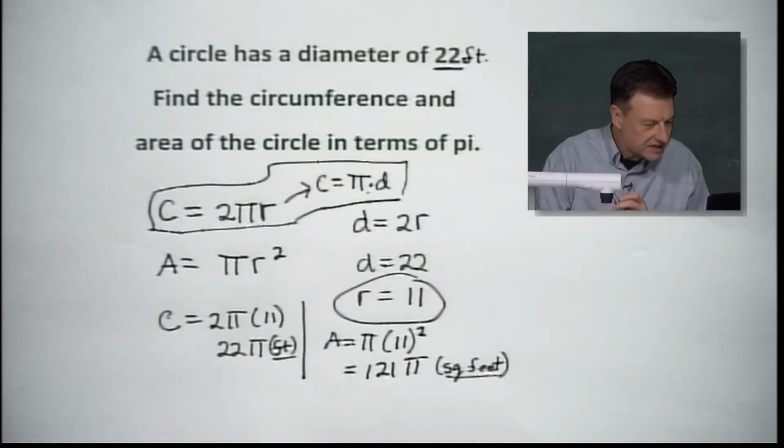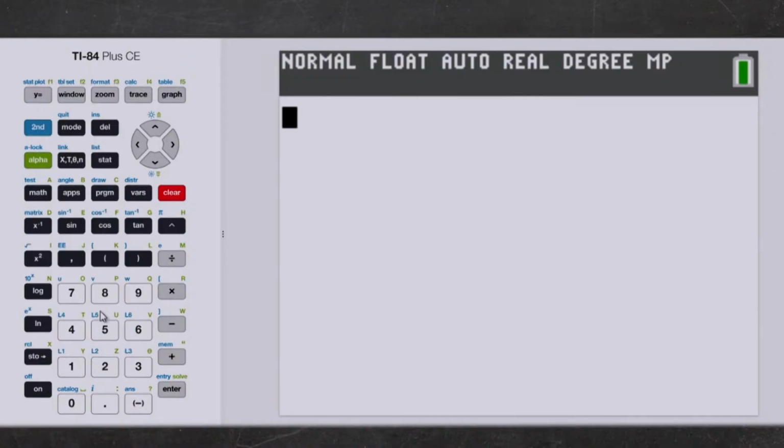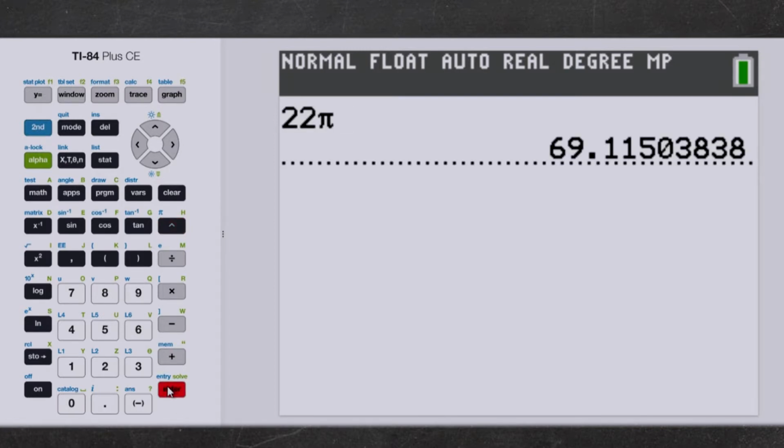Now, just real quickly, let's hit the calculator. I want to show you what those actually are, because some people say, well, what does that mean? What is 22 pi actually? And your calculator is pretty good about it. It will go ahead and take us to second with pi. And that gives us roughly about 69 feet, not square feet, but that thing stretches out pretty big. Well, it was a big circle to begin with, wasn't it?